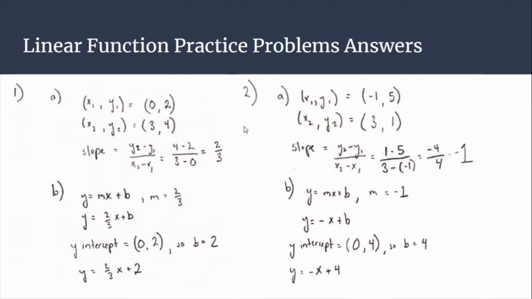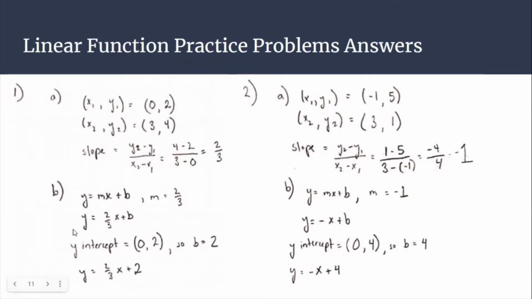And so for part 1b, we're trying to find the equation of the linear function in slope-intercept form. Slope-intercept form is y equals mx plus b, and we already know m is equal to 2/3 because, as we found in part 1a, the slope is equal to 2/3. After we plug that in, we get y equals 2/3 x plus b.